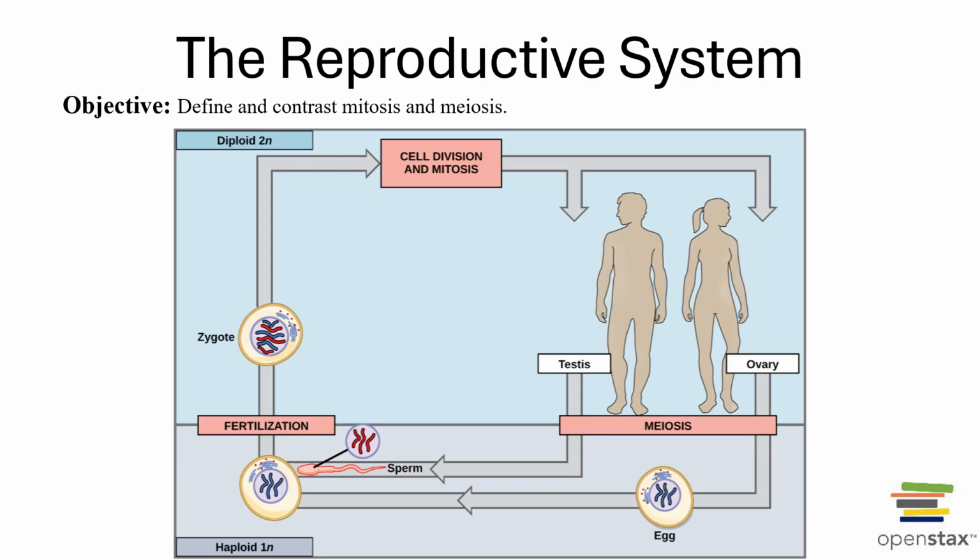Gametes are haploid cells, meaning they contain one copy of each chromosome. In humans, haploid cells contain 23 chromosomes. When fertilization occurs, two gametes combine. 23 chromosomes come from each gamete. Together they form a new cell called a zygote. The zygote is a single-celled embryo.